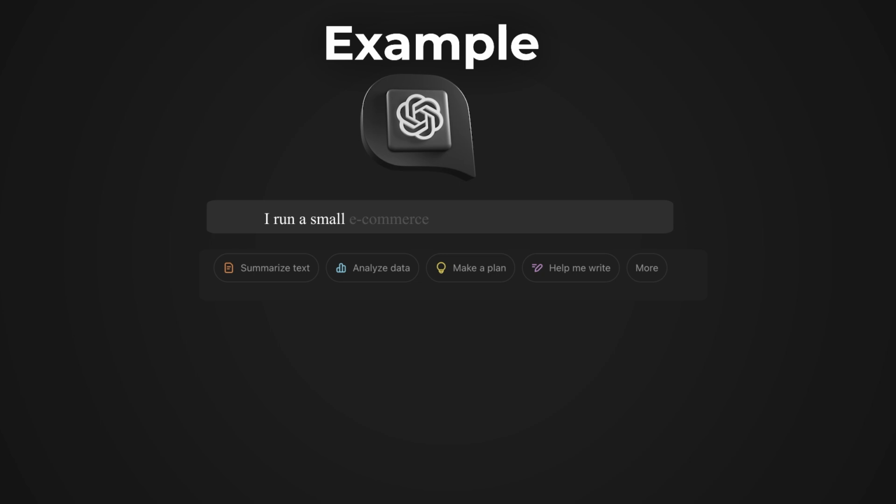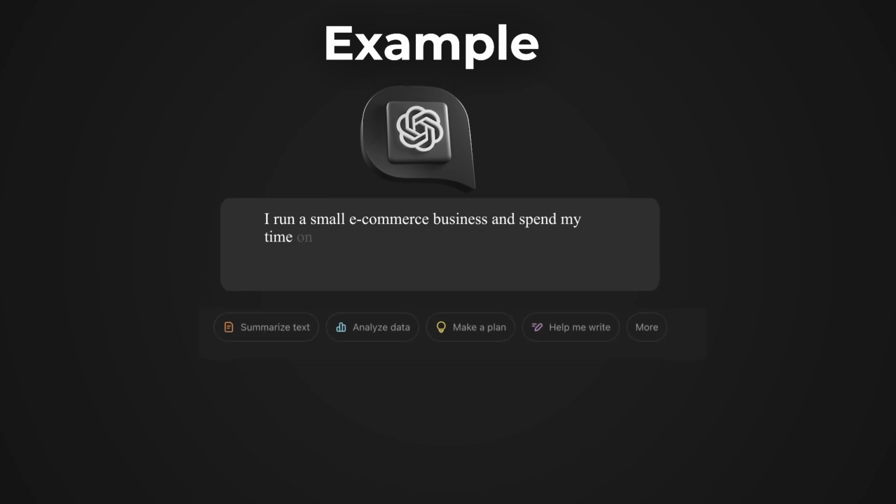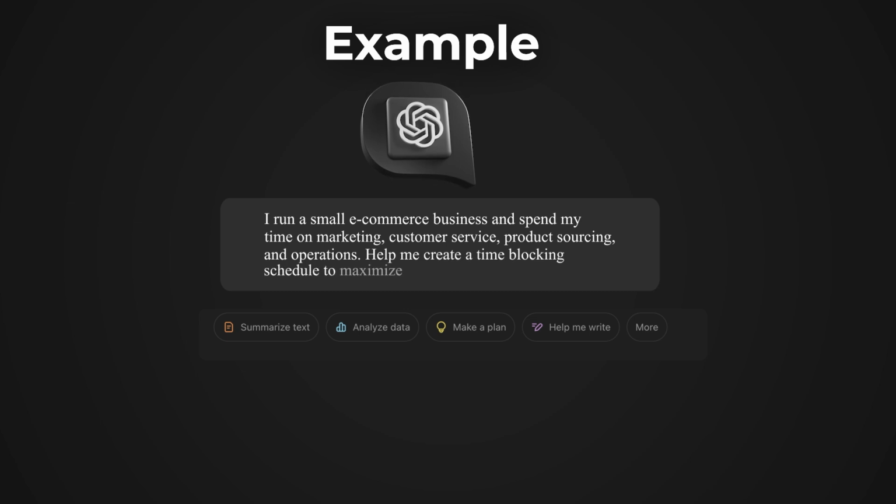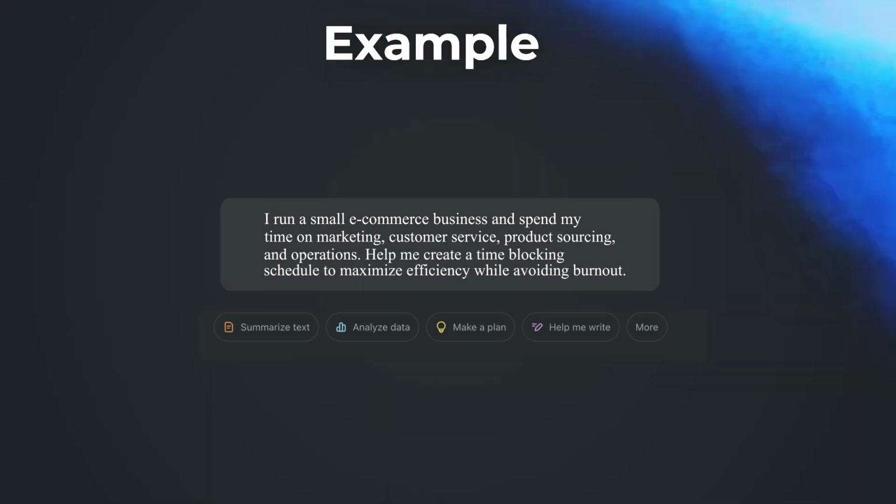So as a specific example, we can say, I run a small e-commerce business and spend my time on marketing, customer service, product sourcing, and operations. Help me create a time blocking schedule to maximize efficiency while avoiding burnout. So we can also optimize this prompt by adding in more specific elements that you do within your day, even down to very granular tasks, or maybe even just take a screenshot of your calendar over the last few weeks.